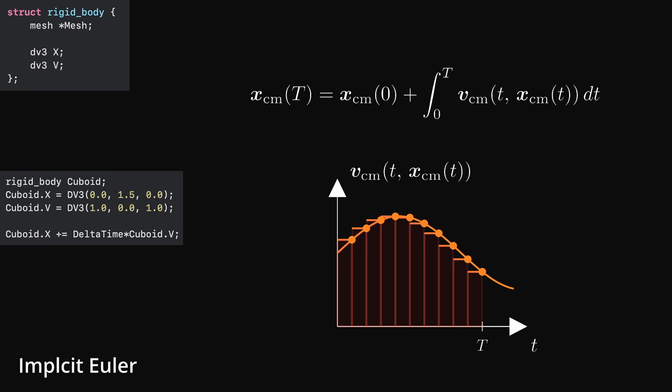Also, while the explicit Euler method tends to increase the system's energy, the implicit method tends to lose the system's energy. So they each have their up and down sides. But for now, let's stick to the first order explicit Euler scheme and figure out how to implement it.